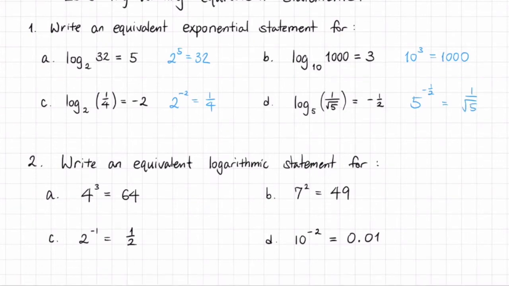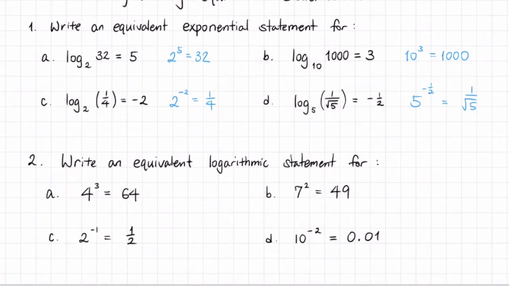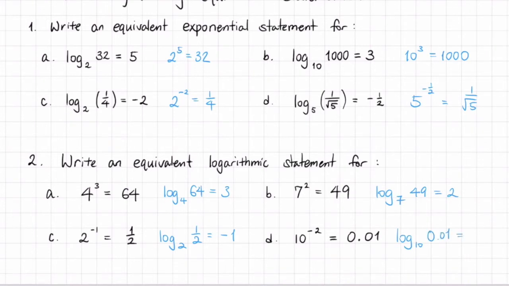All right, what about number 2? Write an equivalent logarithmic statement for 4 to the 3rd power is 64. So that's log base 3 of 64 is 4. No, the other way. Log base 4 of 64 is 3. Log base 7 of 49 is 2. Log base 2 of 1/2 is negative 1. And log base 10 of 0.01 is negative 2. And there you go.